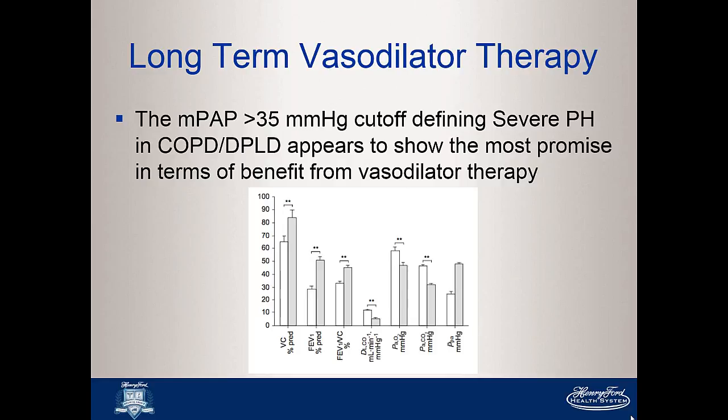So it would seem that the mean PA pressure cutoff of 35 that was described in the guidelines for severe PH in COPD does appear to show the most promise in terms of benefit from vasodilator therapy. And we think that we might be looking at an altogether different patient, again with less airflow limitation, but with pump failure.